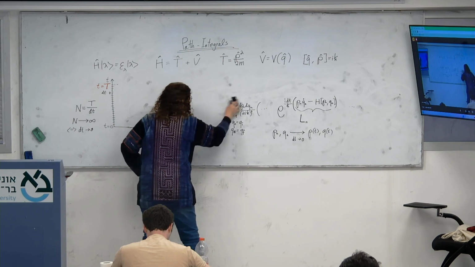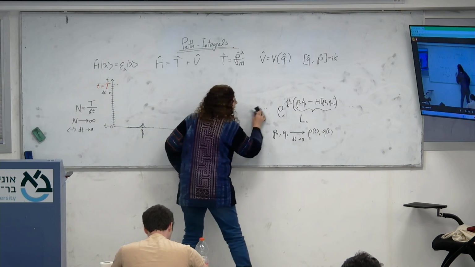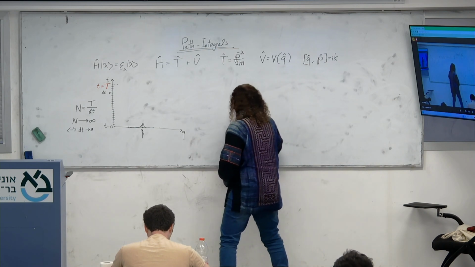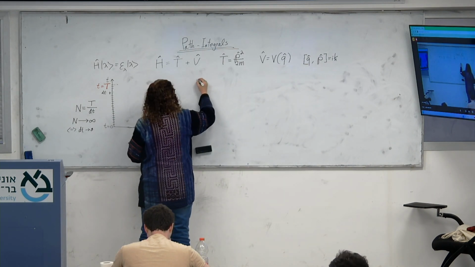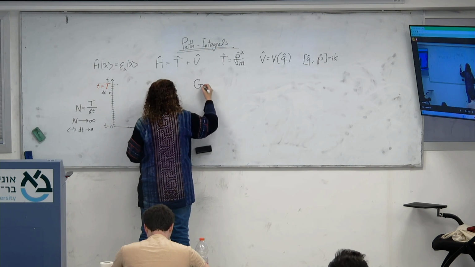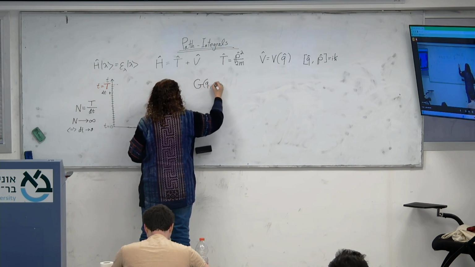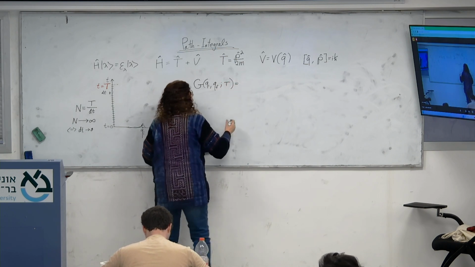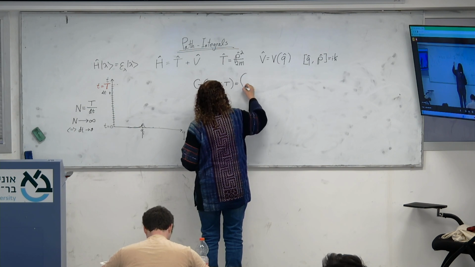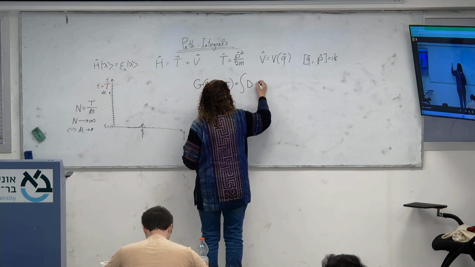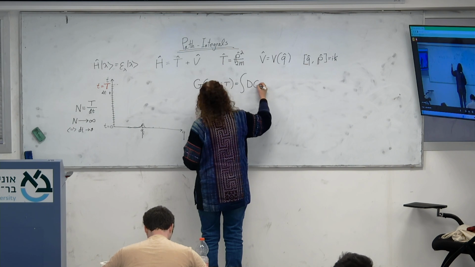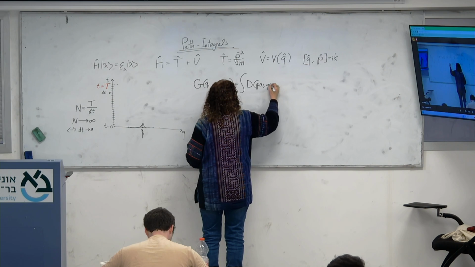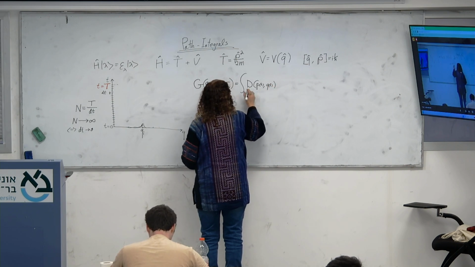I think I can erase this already. Clear the space. And I'm getting, let me write it, P Q. I will define this capital D.